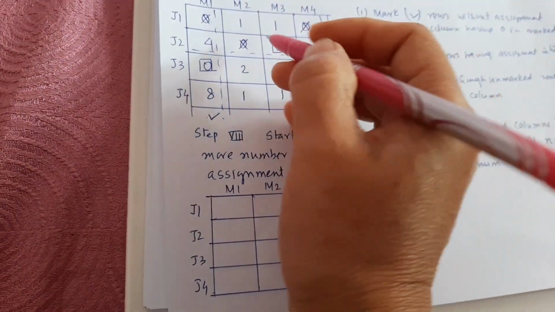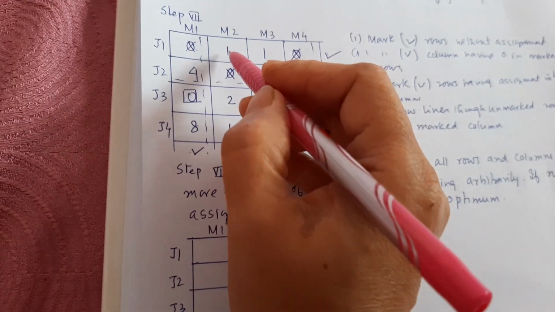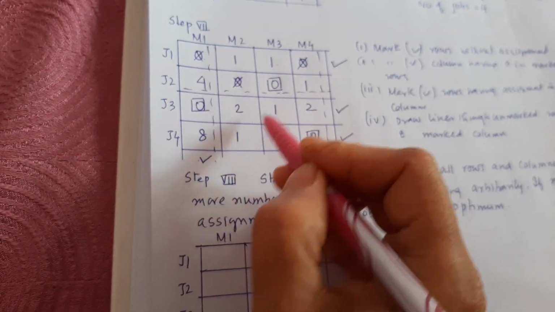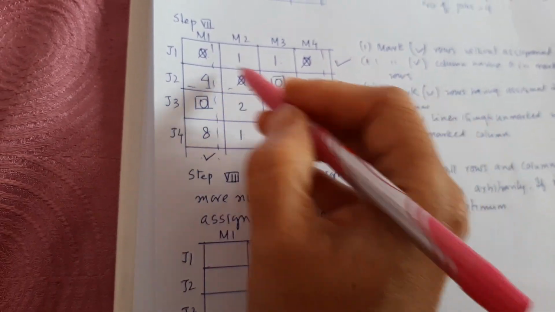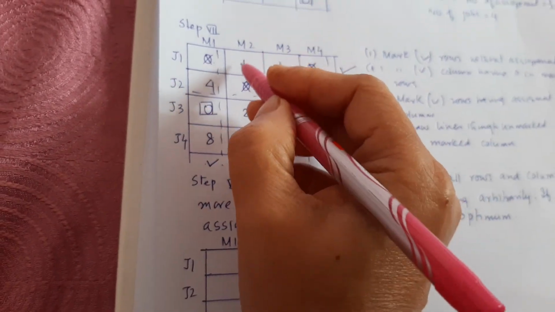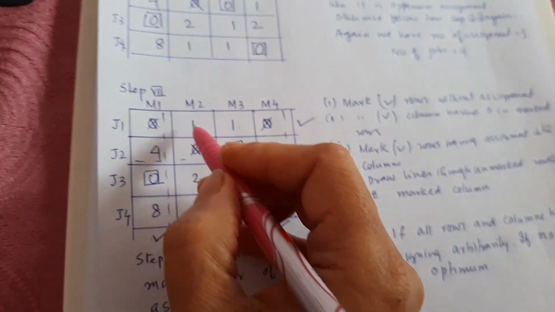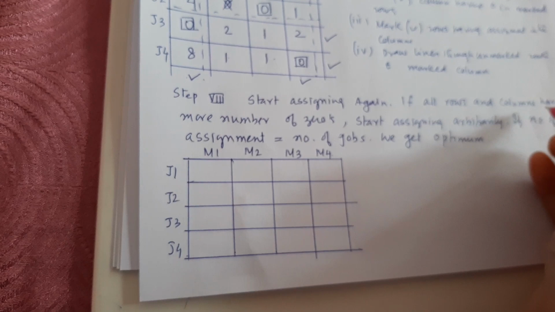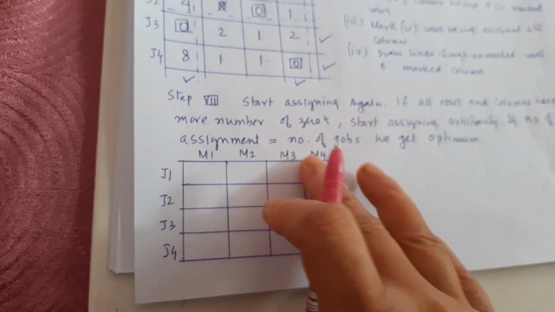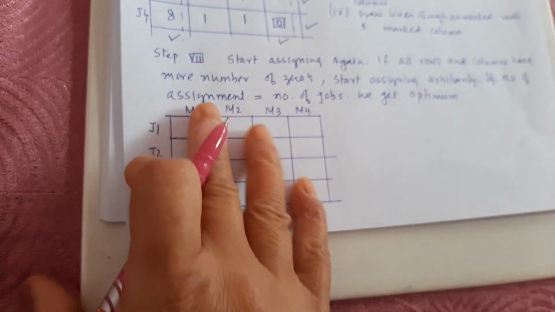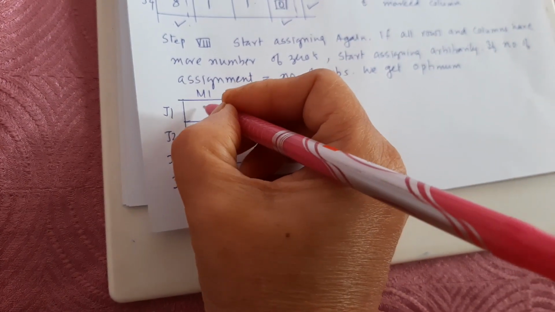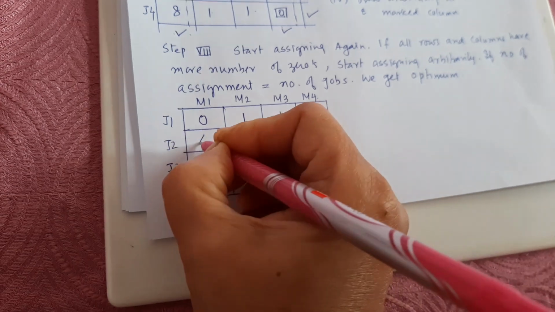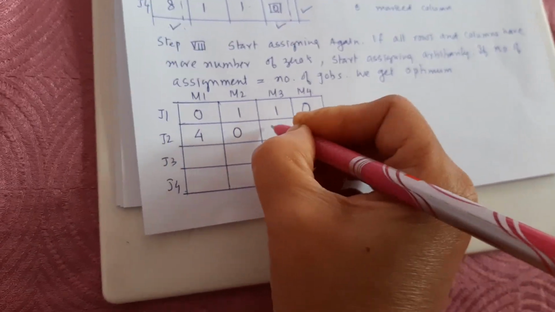So starting with this one, check the least element in the uncovered values. So what are the uncovered? 1, 1, 2, 1, 1, 1, and all others having the lines through them. So we have to check the least element here. So we are checking, the least element here is 1. So start assigning again. If all rows and columns have more zeros, now start assigning here. So we are going to put assignment. So we are going to start with this one.